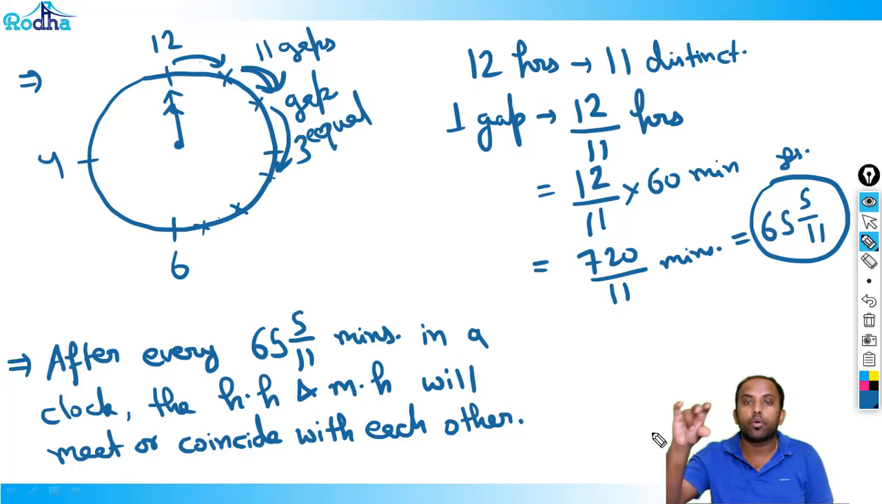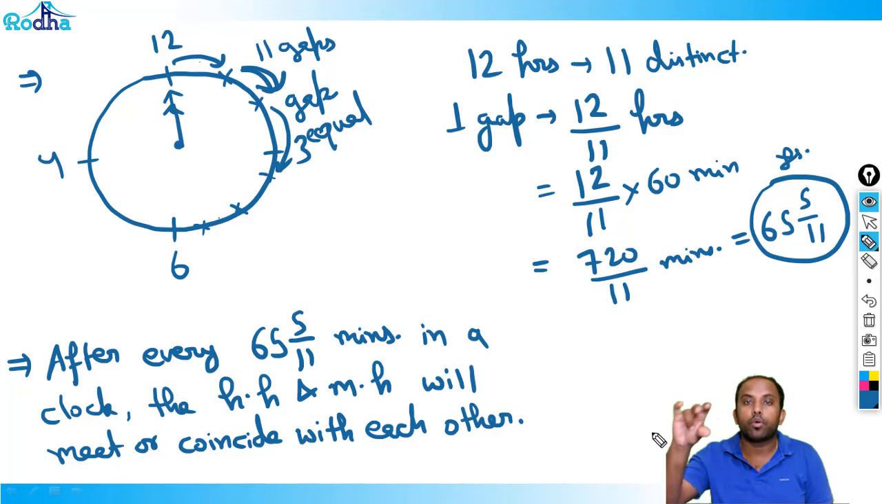Then we'll see what is the angle swept by the hour hand and the minute hand. For the hour hand, what happens? We'll first look at the speed, and then look at the angle also.